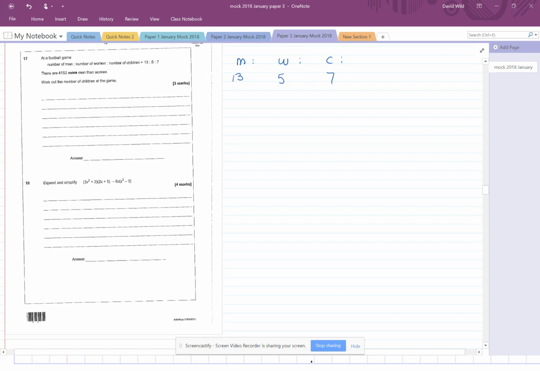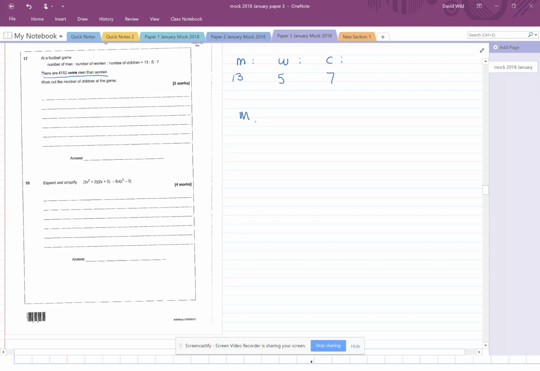Now, we don't know how many men there are, we don't know how many women there are, we don't know how many children there are. What we do know is this extra bit of information here: 4,152 more men than women.